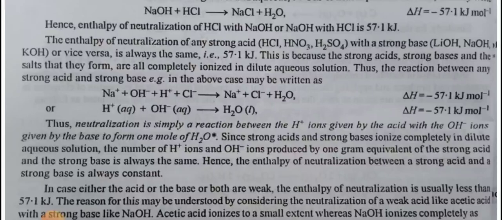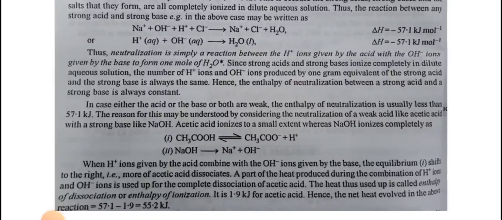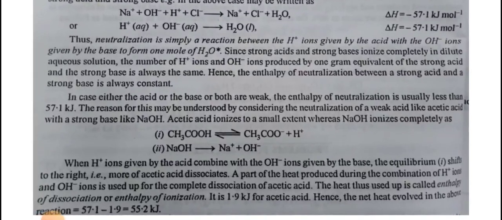In case either the acid or the base or both are weak, the enthalpy of neutralization is usually less than 57.1 kilojoule. The reason for this may be understood by considering the neutralization of a weak acid like acetic acid with a strong base like NaOH. Acetic acid ionizes to a small extent, whereas NaOH ionizes completely, as CH3COOH is converted into CH3COO- plus H+, and NaOH is converted into Na+ plus OH-.